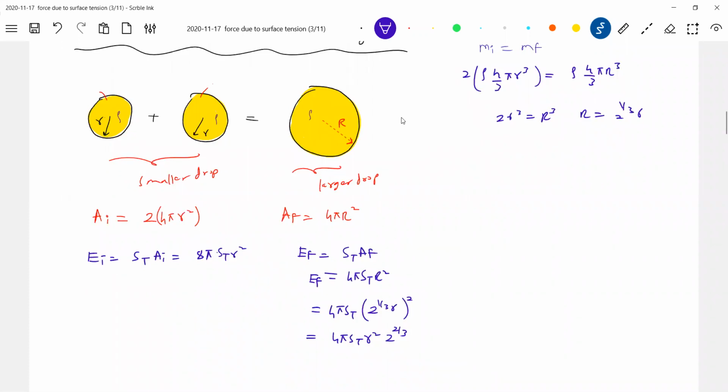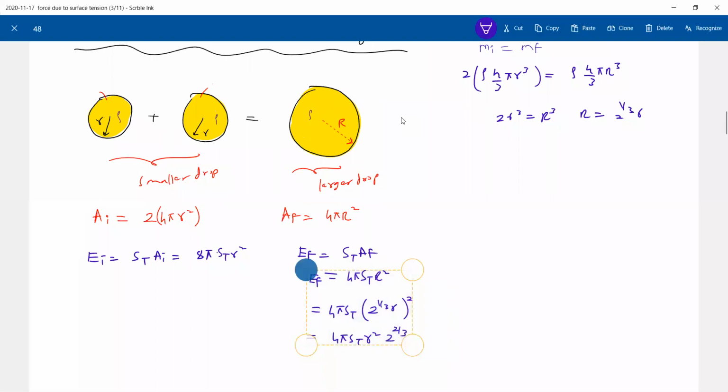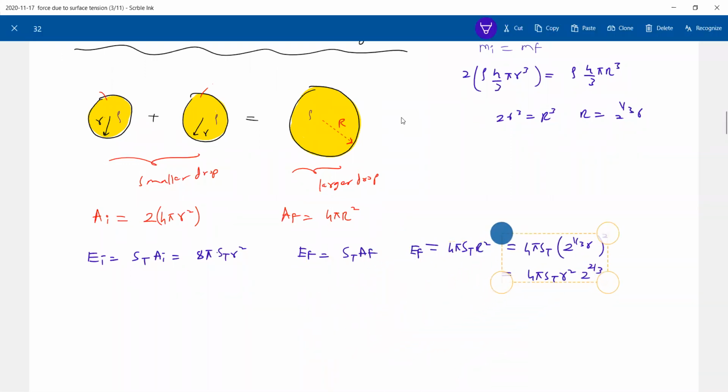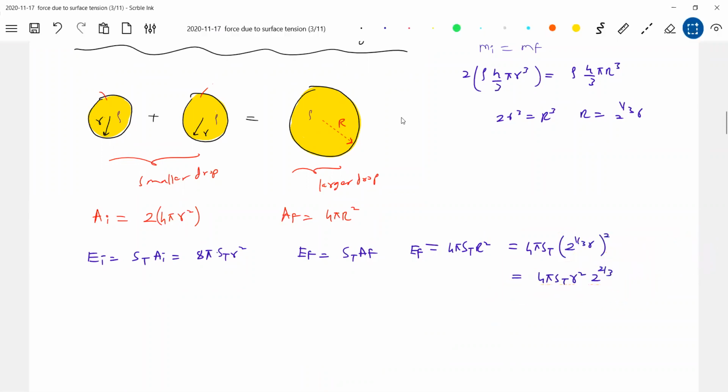Okay, final energy, which will be greater, final or initial? Let me keep here 4 pi ST. So let me adjust one 2 here, 2 to the power of 2 by 3 there, 1, 2 I'll adjust. So how much it should be? 8 pi ST r square, I'll write it as EI. So 2 to the power of 1 by 3, cube root of 2. Tell me which energy will be more? Surface area increases or decreases?